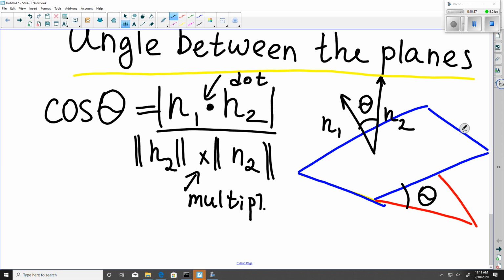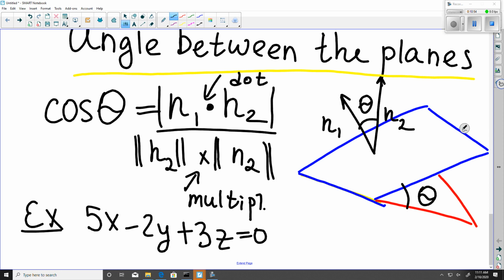I'll show you one example, and we are done with this. Example, find the angle between the two planes described by two equations. Plane 1 has equation 5x minus 2y plus 3z equals 0. And the other one is minus 2x plus 1y plus 1z equal to 0. I wrote the equation of two planes. Now I want to find the angle between them. N1. Thank you for noticing this. This should be N1.